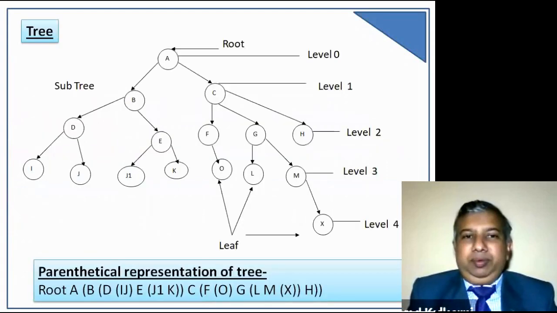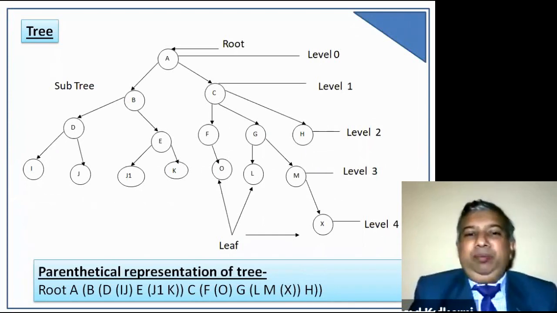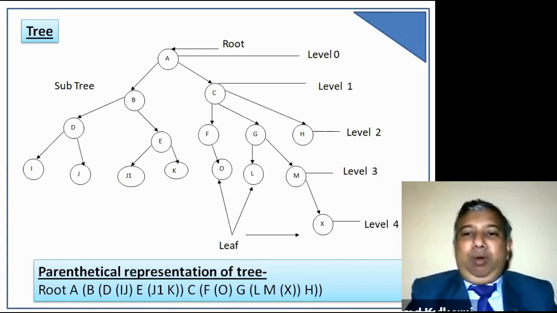Here is an example of a tree. All terms are used in this diagram. Root is there, A. Below the root, B is having siblings, and it has its own tree structure, so it is also called a subtree. Levels always start from 0. Root is at level 0. Leaves are shown at the bottom.